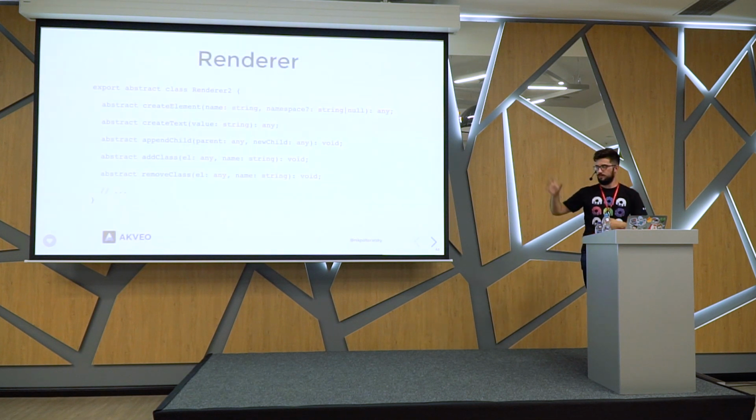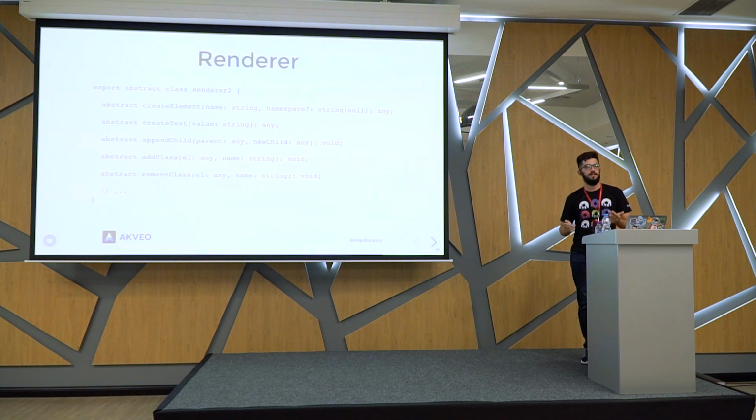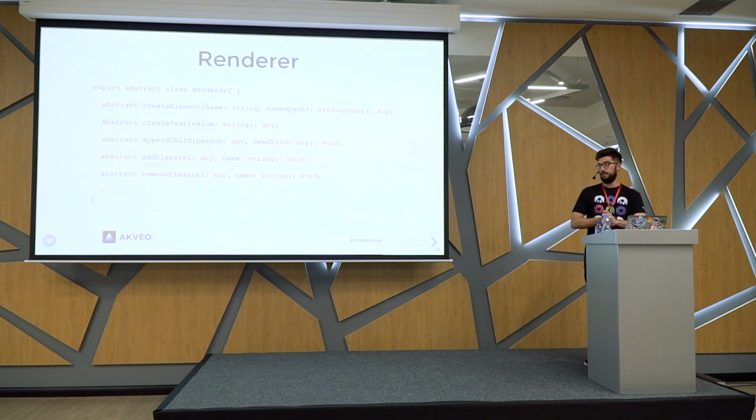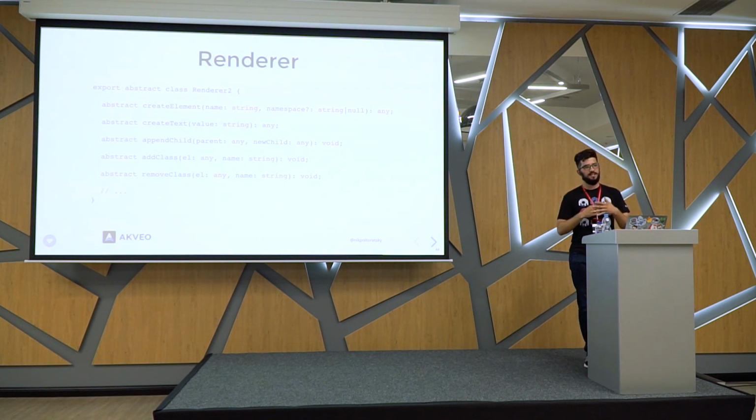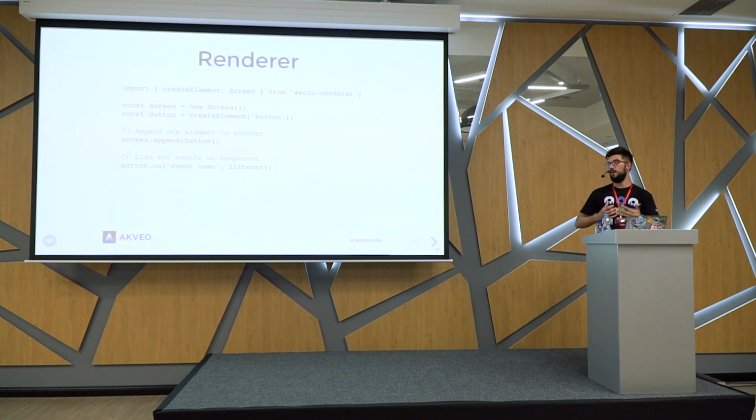It has the following interface: it can create and remove elements, assign attributes and classes, add event listeners, and so on. But to be able to render our applications using ASCII graphics, we need to find a way to do that. So I just found a library. It's an abstract ASCII renderer library, just because I'm not going to advertise any library here.